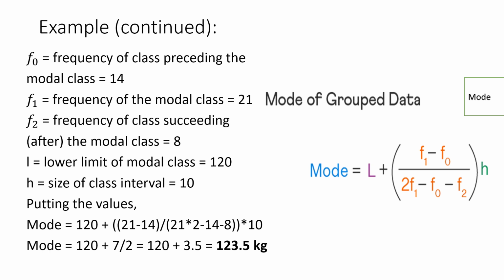L is the lower limit of modal class, which is 120. H is the size of the class interval, that is 10. Now when we put all the values in the given formula, L plus (F1 minus F0) upon (2F1 minus F0 minus F2) whole multiplied by H, and simplify this, you get 120 plus 3.5, means the mode is 123.5 kgs.